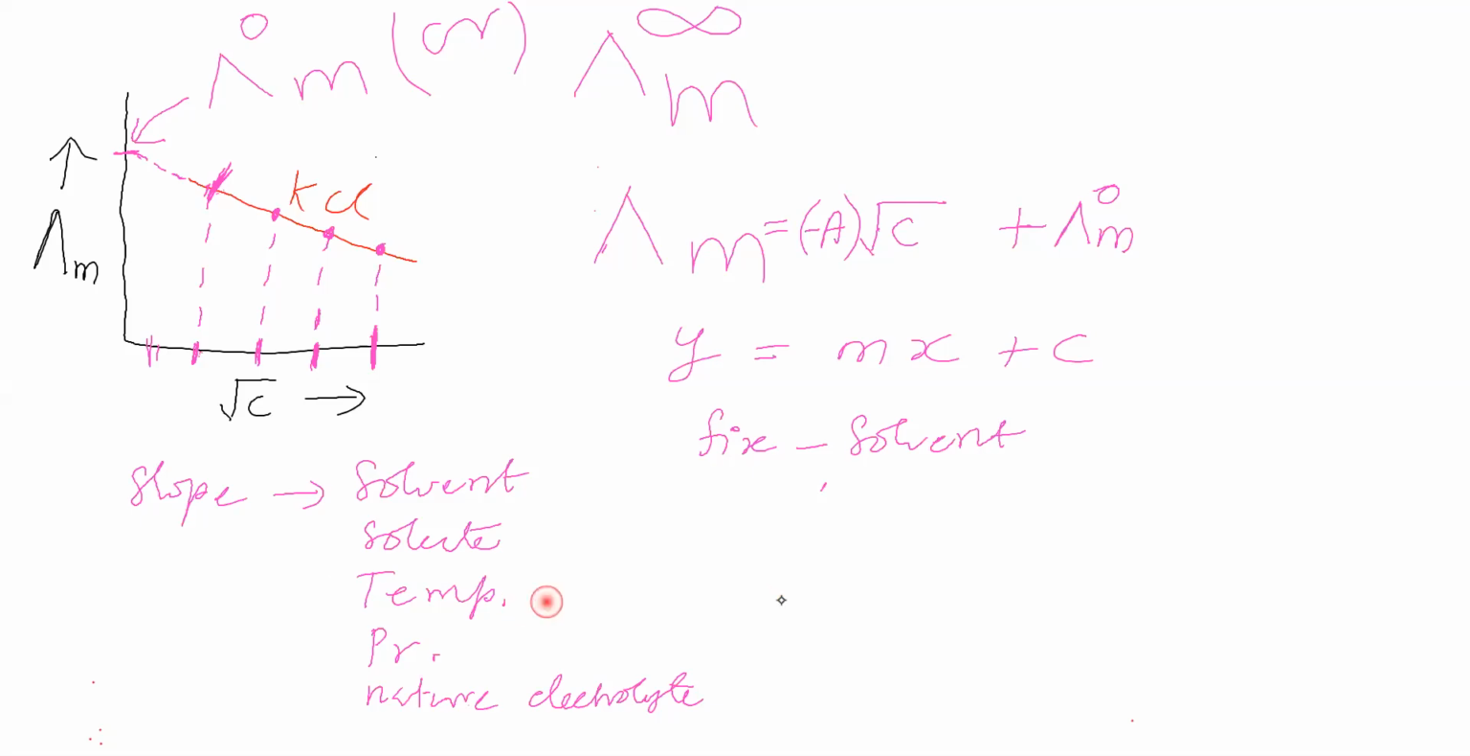And if you change the temperature, the degree of dissociation also changes. Degree of dissociation changing means the number of moles of ions changes. Therefore, lambda m changes, which means there will be a difference in this curve. Lambda m changing means the curve is changing, and the curve changing means the slope changes. Therefore, a changes. So let us fix even temperature also. Okay, temperature also fixed.